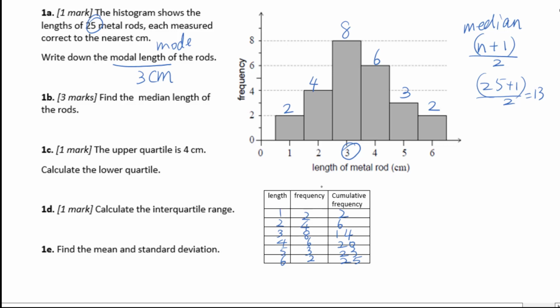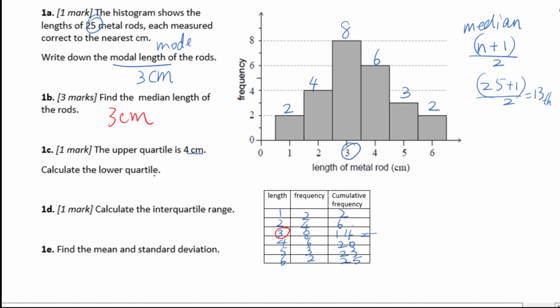We can put this into a graphing calculator to figure out the median, or we can use this cumulative frequency to figure out the median. Since the 13th metal rod is the median length, 13 will be this 3 centimeters. 1C, the upper quartile is 4 centimeters.